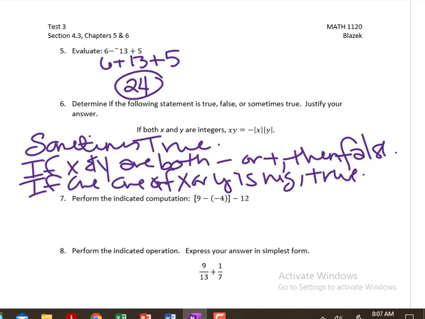Number 7, perform the indicated computation. The quantity 9 minus a negative 4, minus 12. So inside brackets, you end up with a positive 13 because that minus a negative turns into a plus. And then you'd subtract 12. So 13 minus 12 gives you 1.